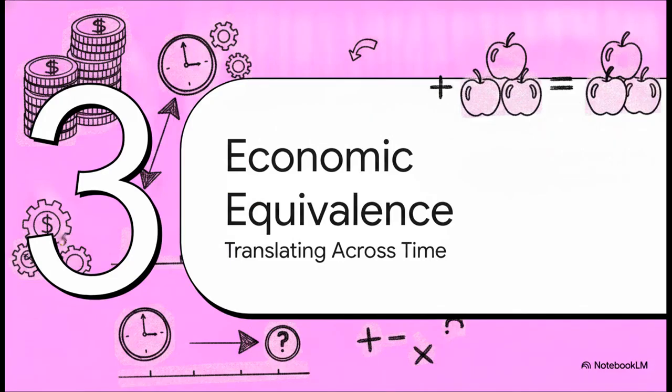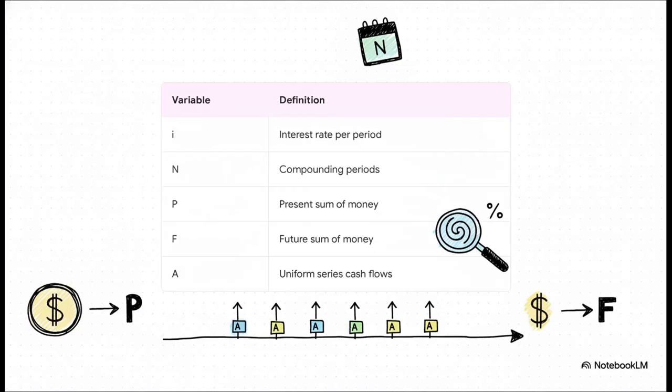Which brings us nicely to Section 3, determining economic equivalence. To make that comparison, we use what I like to call our universal translator. We rely on 5 standard variables used in compound interest calculations to find economic equivalence. First, we have I for the effective interest rate per period. Then N for the number of compounding periods. Next is P, standing for the present sum of money, and F for the future sum of money. Finally, we have A, which represents a uniform series of cash flows. You can think of A kind of like an ongoing annual payment or an annuity.